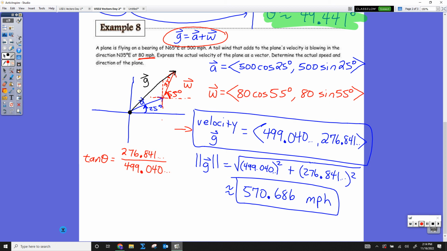So you can go inverse tangent, so second tangent in our calculators. This vector is in quadrant 1. You can see a positive and another positive, so we don't have to worry about adding or subtracting anything. So our directional angle is approximately 29.019 degrees. So we have our actual speed, 570.686 miles per hour, and the direction of our plane, 29.019.